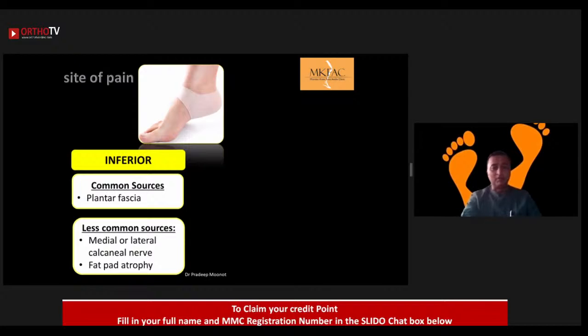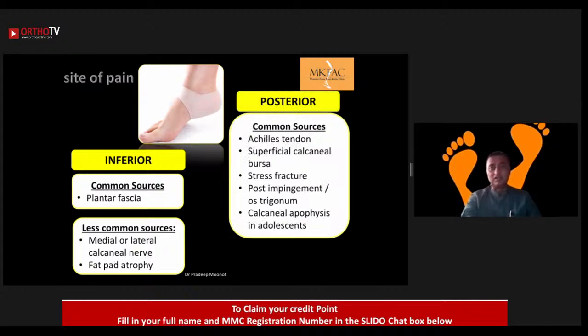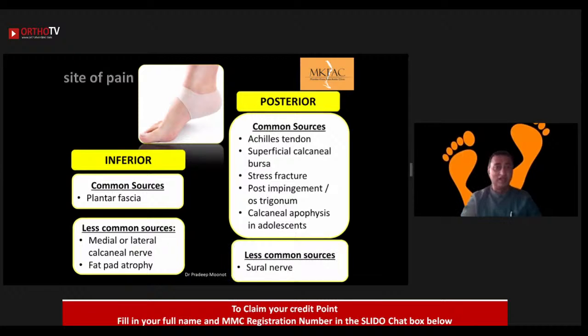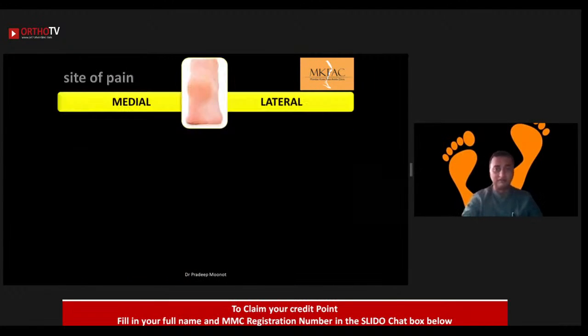Also, a very important entity, which is almost by eliminating other causes of heel pain, is the fat pad atrophy. And I've had a few patients where the fat pad has been lost either because of repetitive trauma or acute trauma and giving rise to heel pain. Posterior heel pain, of course, the common sources are the Achilles tendon, and you can just have an isolated superficial calcaneal bursitis causing heel pain. But other causes are stress fracture, posterior impingement or os trigonum, and calcaneal apophysitis in adolescents.